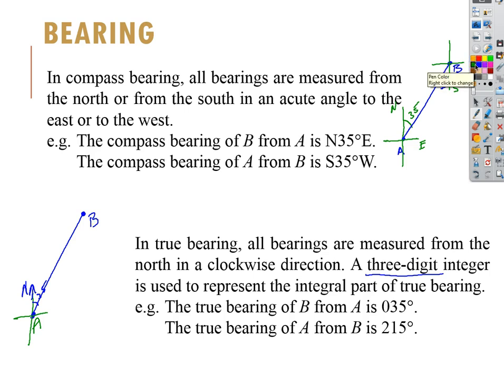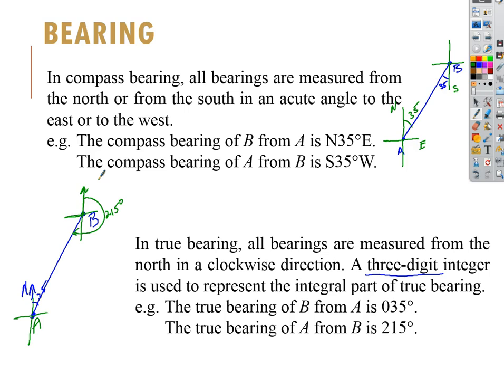Now from B to A, if I was going to describe from B to A, I go here. Again, put my cross here. And they say it's 215 degrees. Wow. So that means 180 degrees is here, another 35 is here, and there's my 215 degrees. I always start at the north. Okay, and there I am.